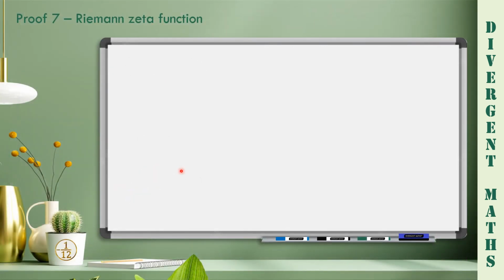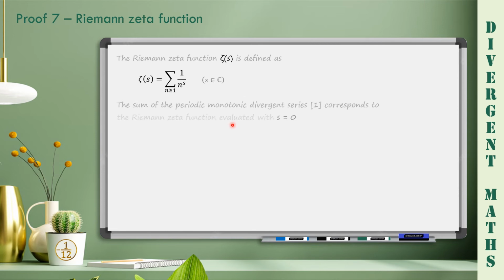Proof number 7, Riemann zeta function. So the Riemann zeta function is defined as follows. Zeta of s is a sum from n equal 1 to infinity of 1 over n to the s, s being a complex variable. So the sum of the periodic monotonic divergent series 1, constant 1, corresponds to the Riemann zeta function evaluated with s equals 0.